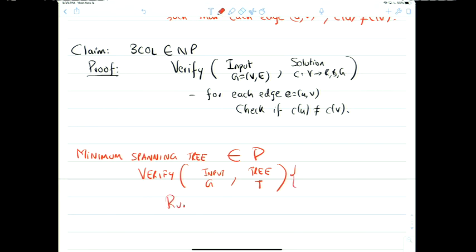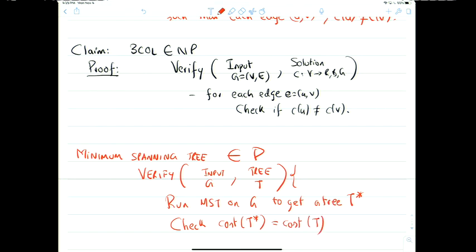Run the MST algorithm on G to get a tree T star. You might not get back the same tree, you might get a different tree. But then what do you need to check? Just that the cost of T star is the same as the cost of T. That shows that the tree T is also a minimum spanning tree. Okay?